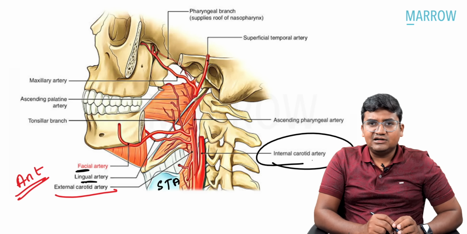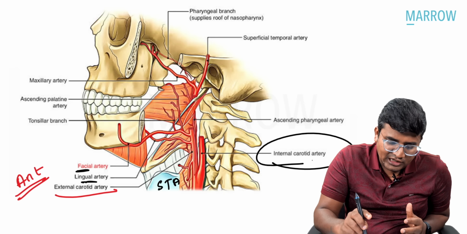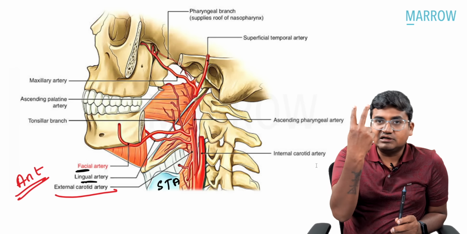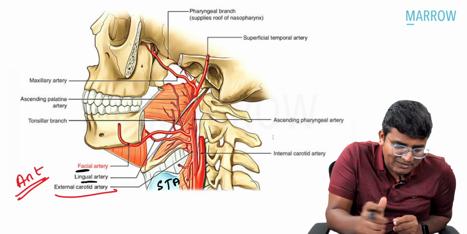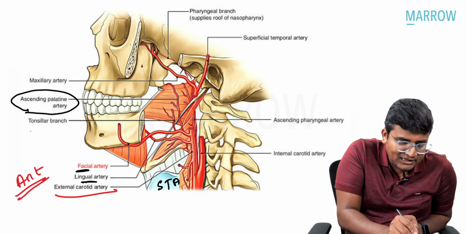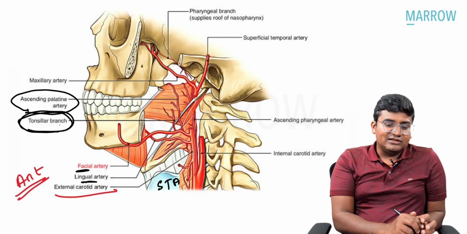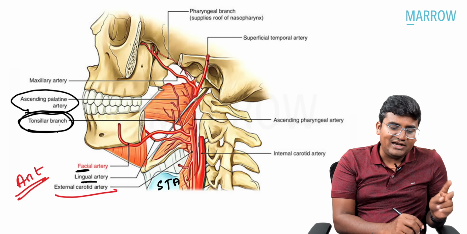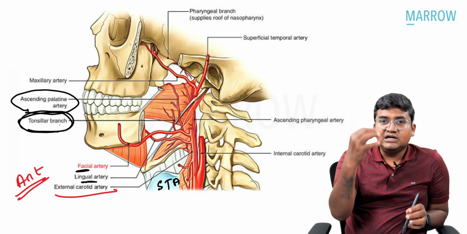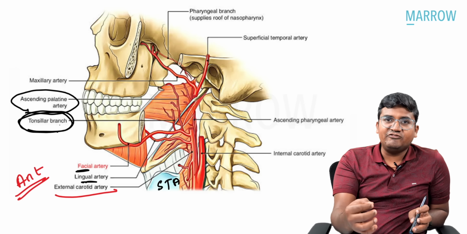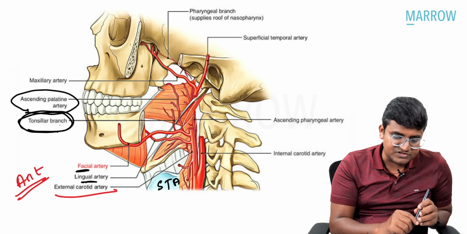Now internal carotid in the neck, how many branches will it give? No branch, 0 branch in the neck. Very good. Now the facial artery in the neck gives 2 branches. What are those? In the diagram we are seeing that clearly. Number 1, our ascending palatine artery and the tonsillar artery. The tonsillar branch from the facial artery is the main artery to the tonsil. The principal artery to the tonsil is coming from facial artery. Clear? Recent FMGE question, 2021 FMGE question.